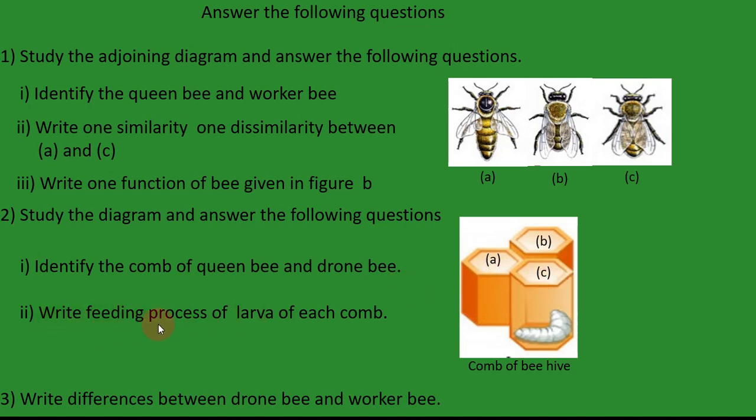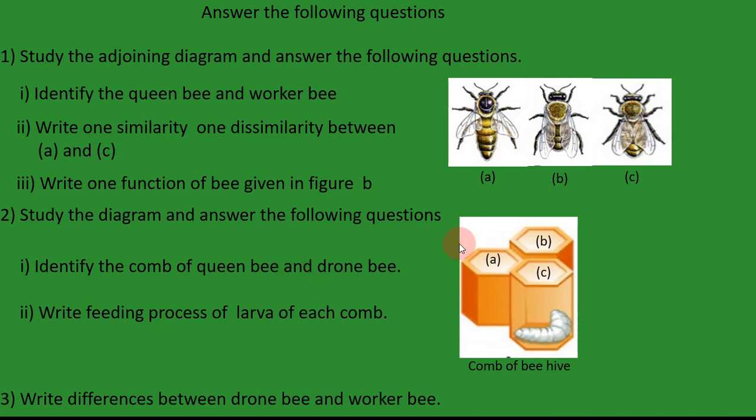Now write the feeding process. We know that the feeding process is different for different larvae. Okay, it depends on what they should become at the adult stage. Let us start from A. It's the smallest comb. It is a comb of worker bee. So it is fed by royal jelly for 3 days, and the rest of the days it is fed by honey only.